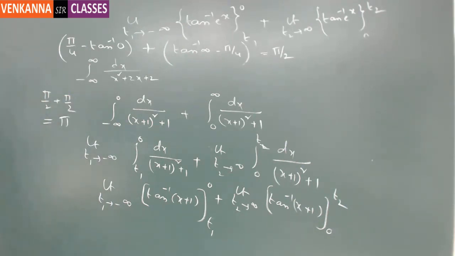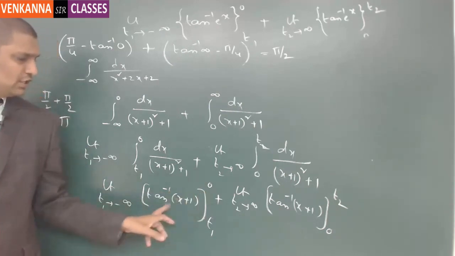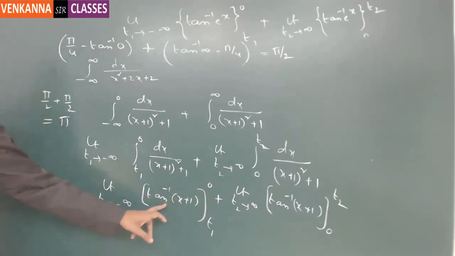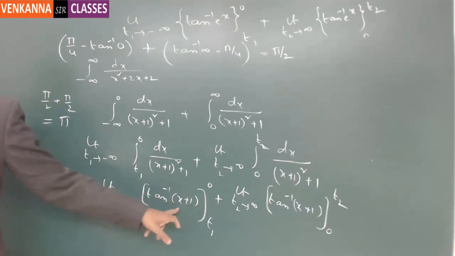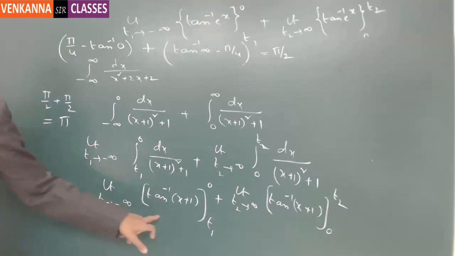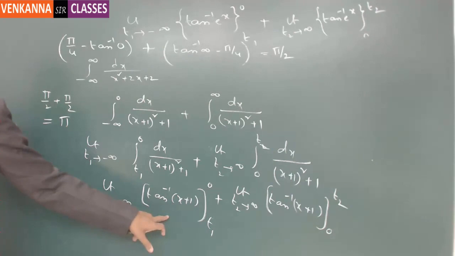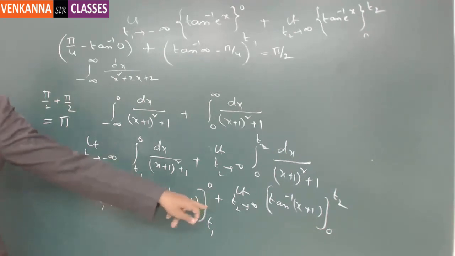After applying the limits, 0 or pi by 2, pi. Because it is tan inverse of x plus 1, if you apply the upper limit 0, so tan inverse 1, it is nothing but pi by 4. It is tan inverse of t1 plus 1, so tan inverse infinity you will get, tan inverse of minus infinity here. It will be pi by 2, right? Similarly for the other you will get pi by 2.